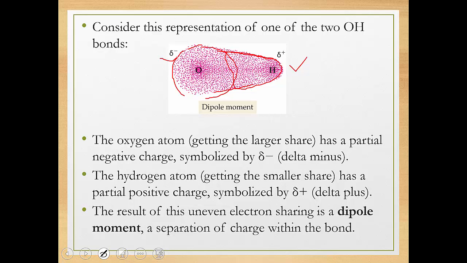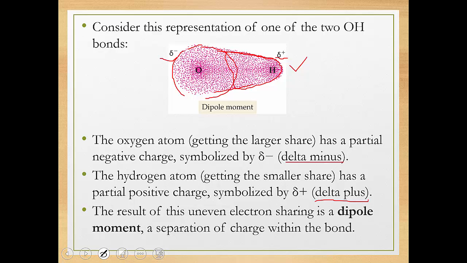Okay, we represent that by this symbol known as delta minus. Delta minus indicates a partial negative charge. That means that it's not a true charge like an ion, but there's kind of a net movement of electrons at this end. And then we have this symbol, which is delta plus. It indicates a partial positive charge. There's a little bit less of an electron density around the hydrogen.